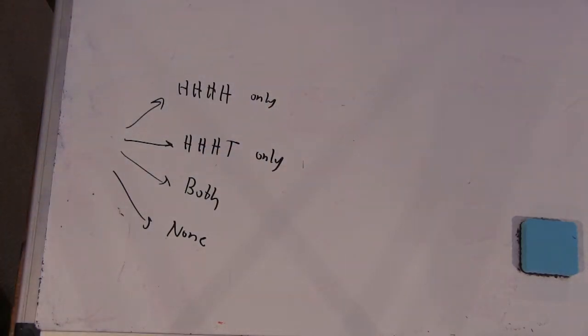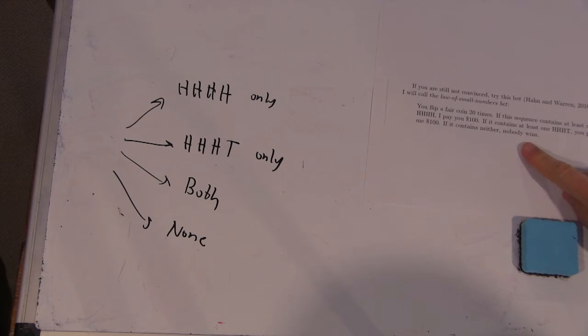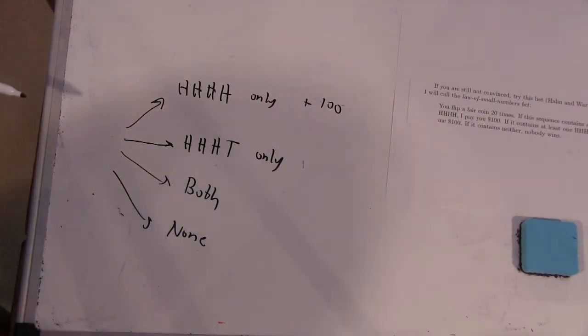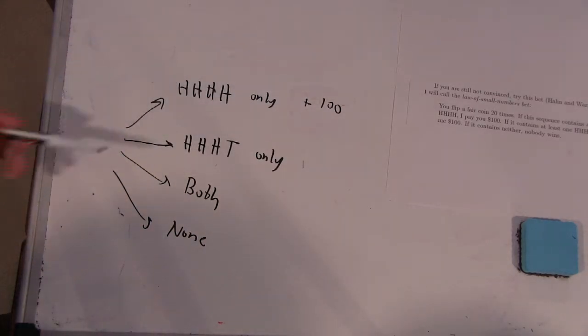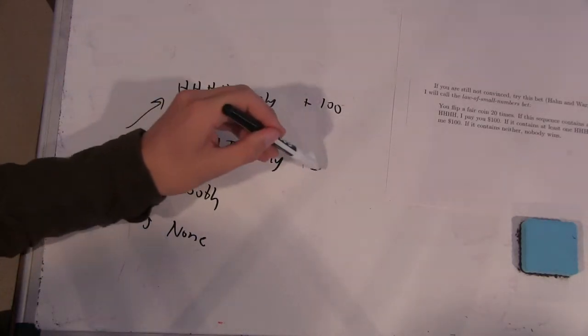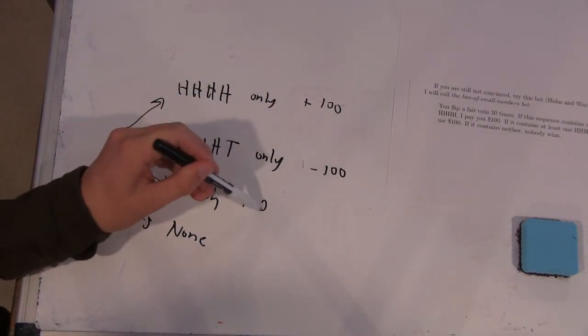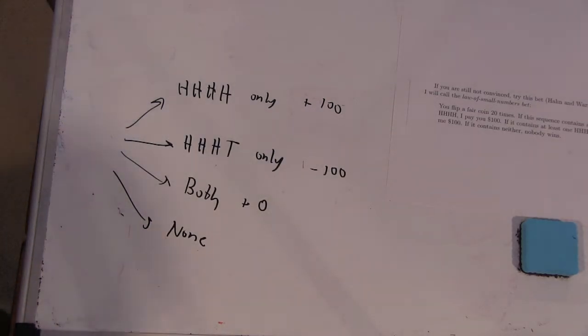All right? And what happens in these situations? So if you get a head only, then you win $100. I pay you 100, so let's call that plus 100. If there's only head-tail, then you lose 100. If it's both, then you win and lose 100, so nothing happens. And if there's none, then also nothing happens. Okay, good. So those are the four situations that can happen.